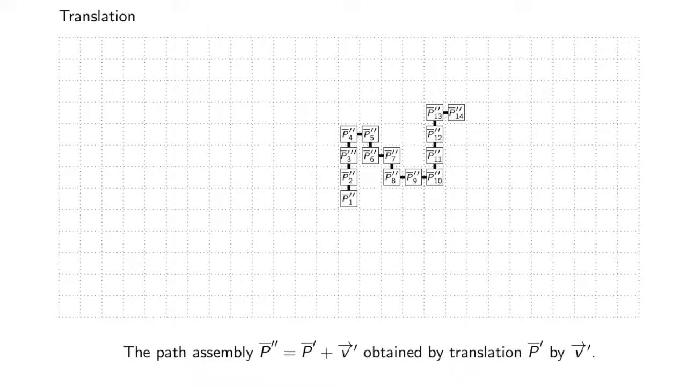A path assembly can be translated by a vector V. In this case, all of its tiles are translated by V. When a tile is translated, only its position is modified, its tile type is not modified. In this example, we represent the path assembly P second obtained by translating P' by V', where V' is the direction of P'.